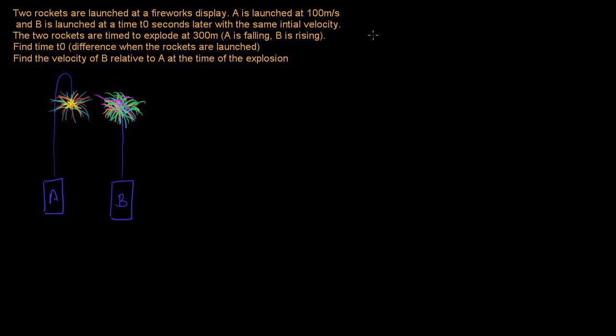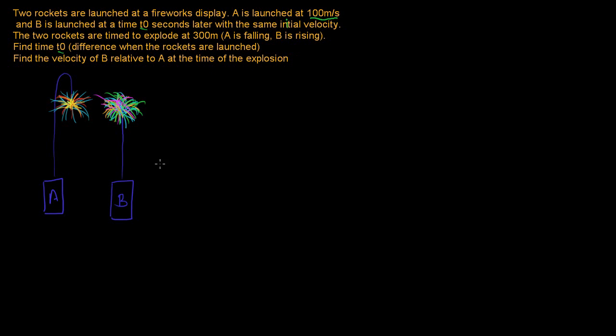So in this problem of motion of several particles, we have two rockets fired at a fireworks display. A is launched at 100 meters per second, and B is launched at a time t0 seconds later with the same initial velocity. The two rockets are timed to explode at 300 meters when A is falling and B is rising. So find the time difference, t0, when the rockets are launched, and find the velocity of B relative to the velocity of A at the time of the explosion.